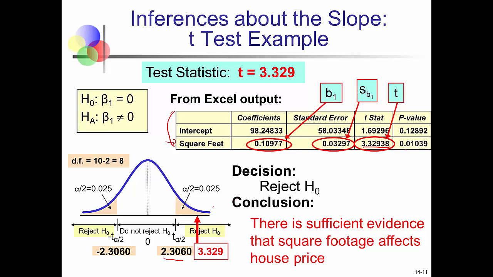We could also use the p-value approach to answer that same question. The p-value is 0.01039. Since our p-value is less than alpha, we can reject the null hypothesis and accept the alternative. When we accept the alternative, we say that square feet does impact the price of a home.